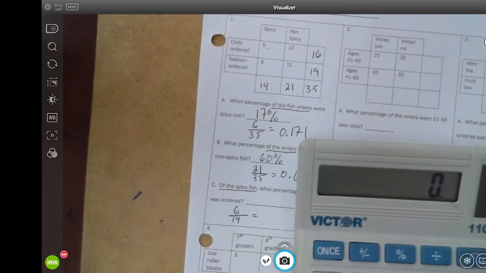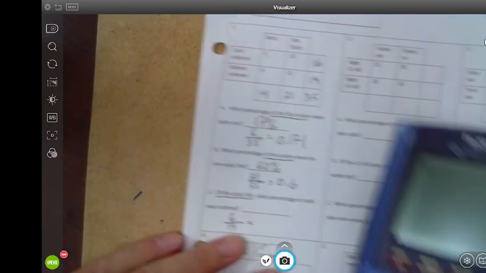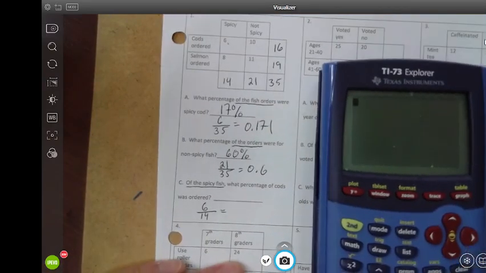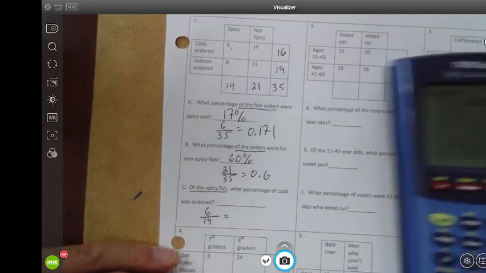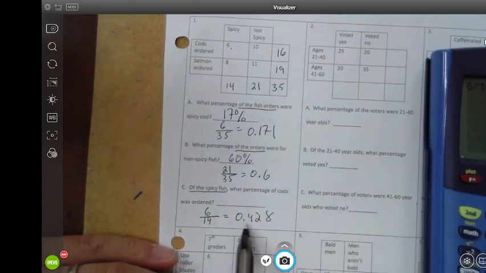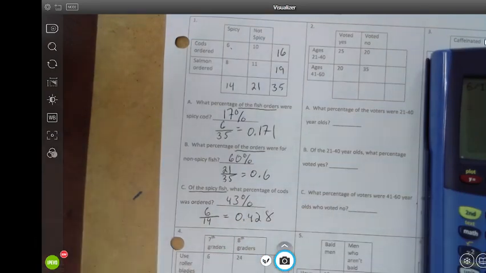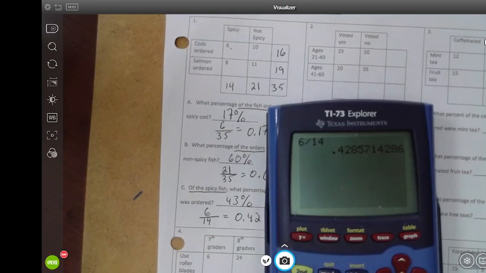All right, so let me see a calculator that is flat here. Let's do this one. Okay, so I'm going to do 6 divided by 14. 6 divided by 14, and that gives me 0.4285, right? Or 0.428. Let's go with that. 0.428. All right, that's 42.8%, so I'll say that's 43%. Okay. All right, next one.